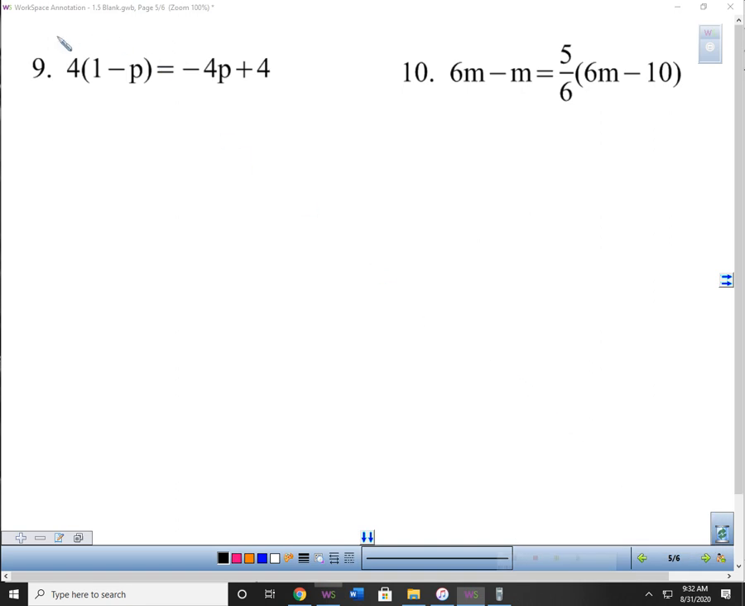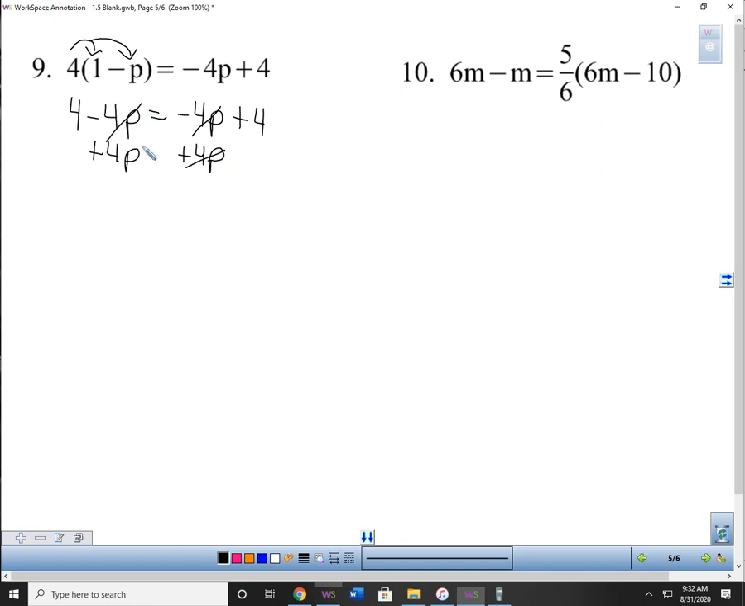Okay. So if you look at number 9, we're going to have to distribute on this side. So 4 times 1 is 4, and 4 times negative p is negative 4p. On this side, we have negative 4p plus 4, because I can't put those together. So I notice that I have p's on both sides. So I'm going to go ahead and add this 4p to both sides.